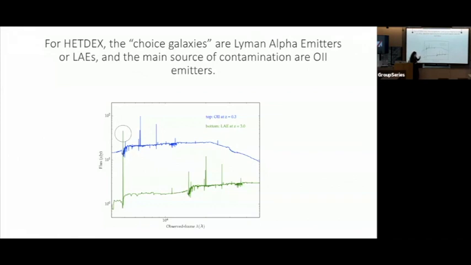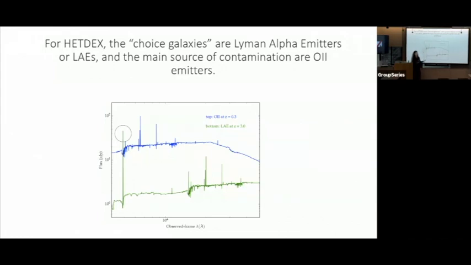This galaxy is observed at a redshift of 3. And this is where the really strong Lyman alpha emission line comes in. And this one here, this blue one, is an oxygen 2 emitter galaxy observed at a redshift of 0.3. And you see that the O2 line is observed in exactly the same location.